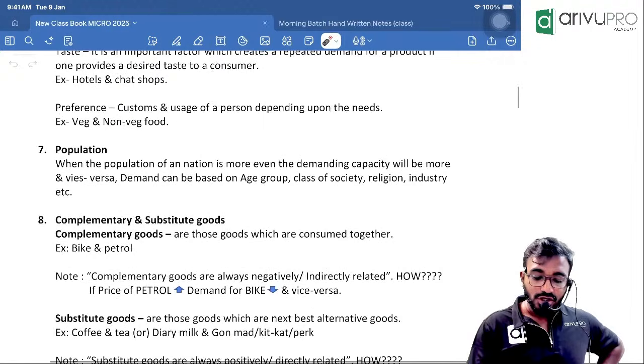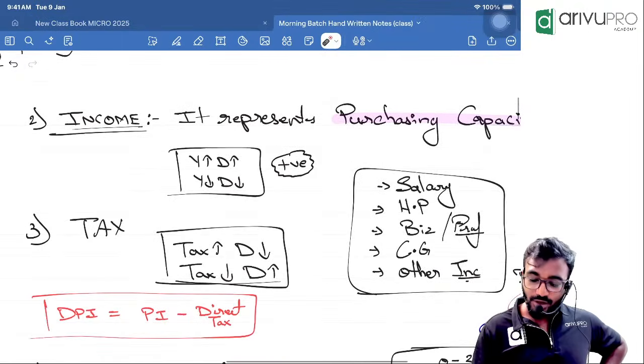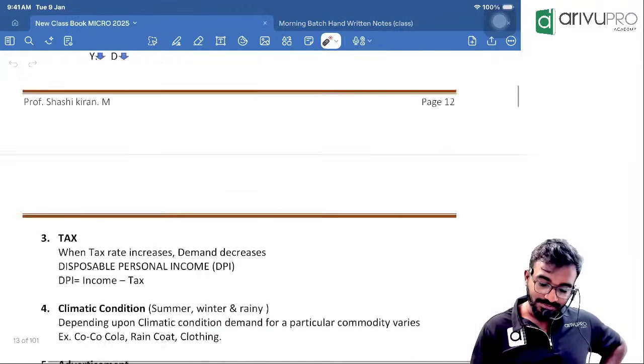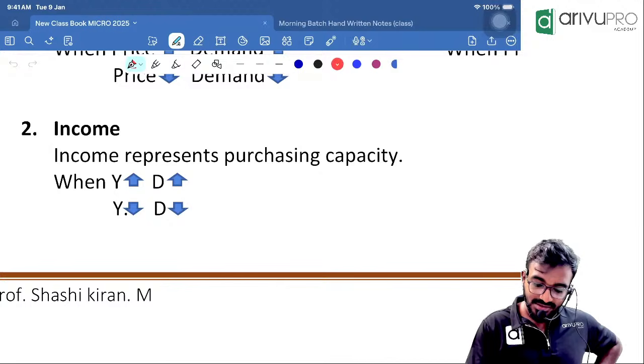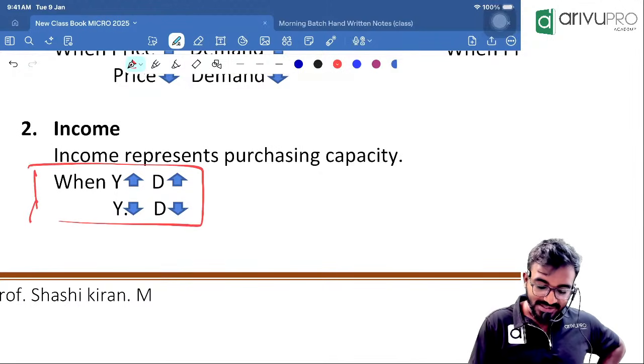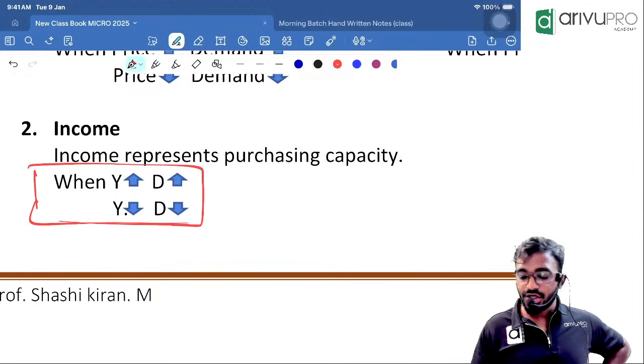Kindly write this. Later I will teach you the shortcut. First write this, so give a heading. Point number 2, income. What does income represent? Income represents purchasing capacity, and you can also write here, income is earned to attain livelihood.